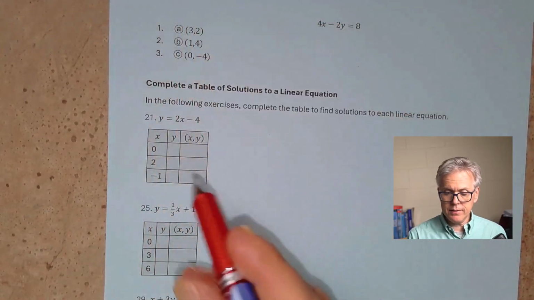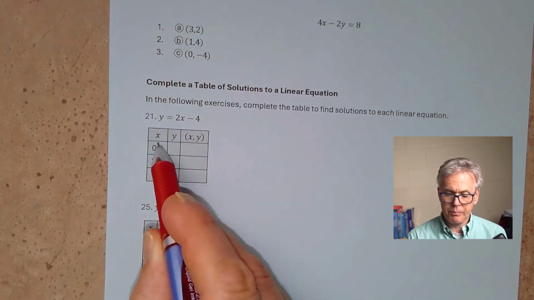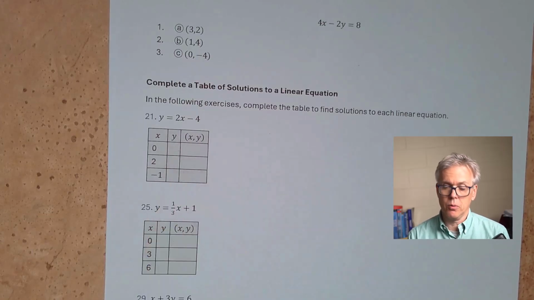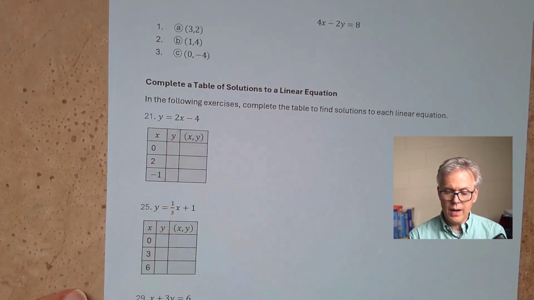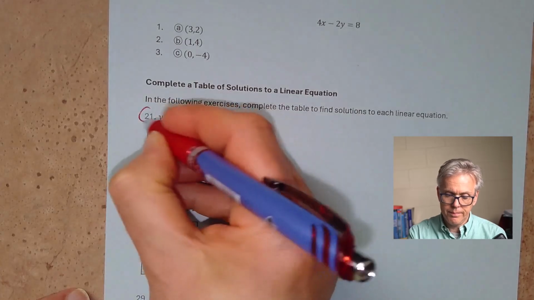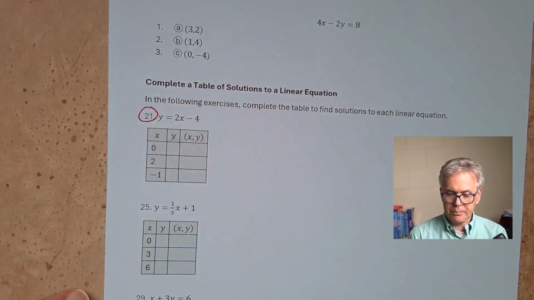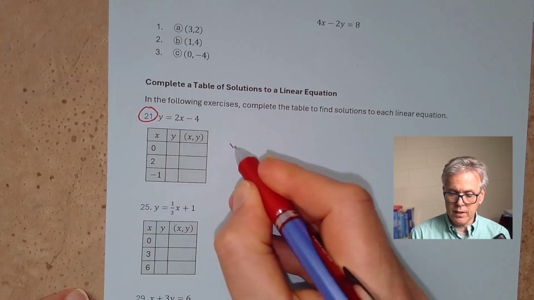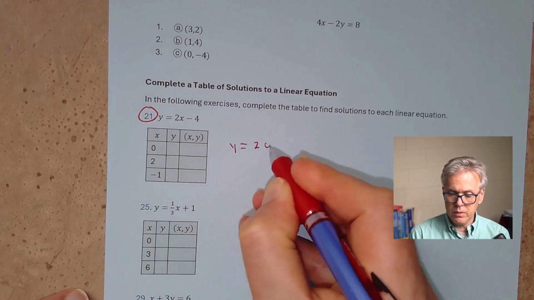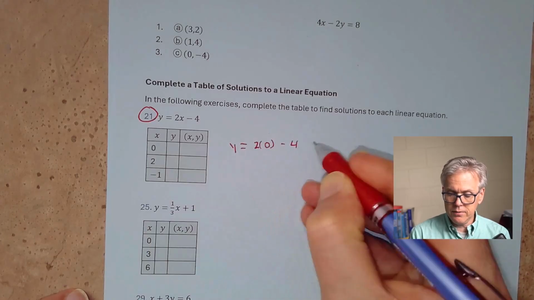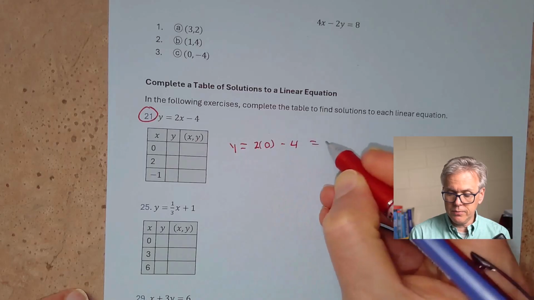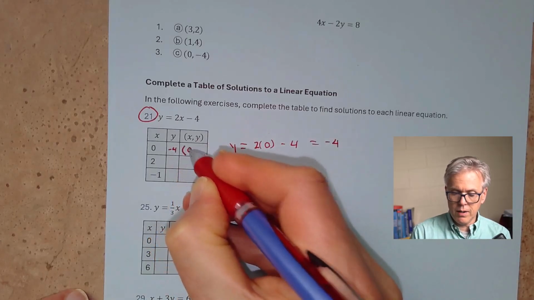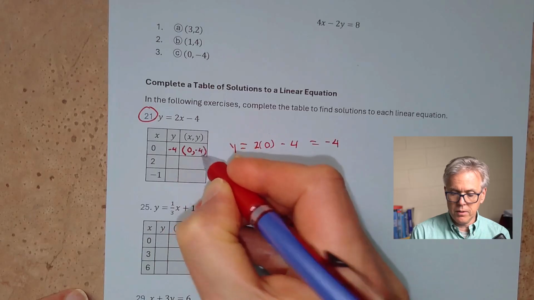So similar to this, now we're going to be given a few coordinates for x, and we want to find the coordinates for y. So here's our equation, y equals 2x minus 4. So we're just going to plug 0 in. So in this case, we're going to say y equals 2 times 0 minus 4. 2 times 0 is 0, minus 4 is a minus 4. And it's asking you here, write this as an ordered pair, 0, negative 4.